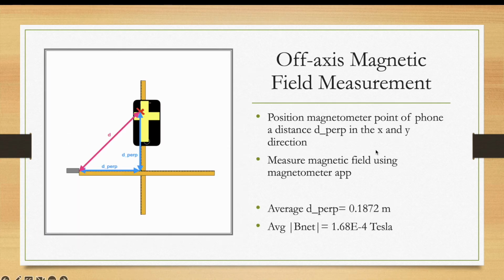Then for the off-axis magnetic measurement, we found that our average D-perp was 0.18 meters and our average B net was 1.68 times 10 to the negative 4 Tesla. So our D-perp is this distance, and this is the magnetic field average at those distances.